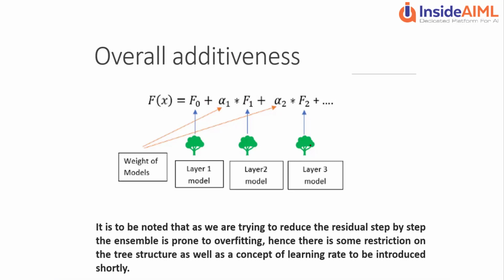It is to be noted that as we are trying to reduce the residual step by step, the ensemble is prone to overfitting, because every time I am trying to find the error and fitting a tree on that. So that's the reason we do not directly use the full error to fit, but we use some percentage of it, which is denoted by alpha 1 and alpha 2. So if the error is 4, maybe I will apply an alpha 1 value of 0.3 and take the target as 1.2, and try to fit my model on that. That's what is generally done.